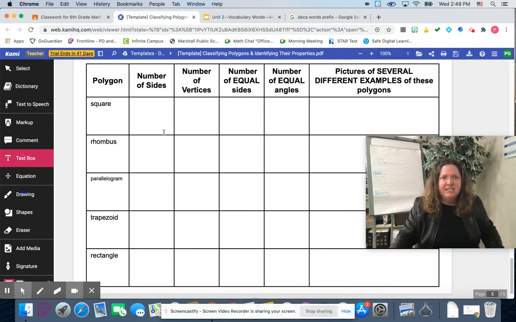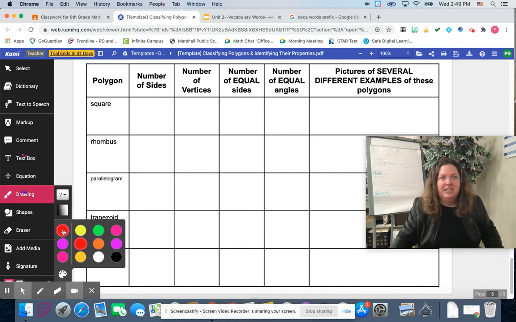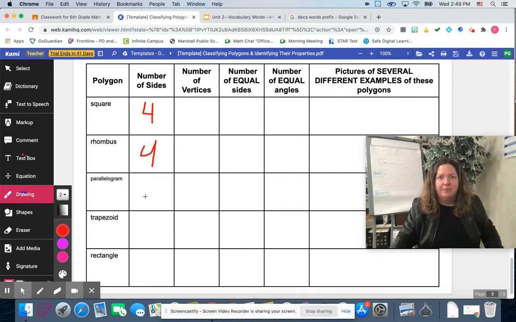How many sides does it have? 4. Rhombus. How many sides does it have? 4. Parallelogram. How many sides does it have? 4. These are all quadrilaterals. So we're just going to grab our writing utensil and write that there are 4 sides on all of these shapes. All of them have 4. Trapezoid has 4. Rectangle has 4. Parallelogram has 4. Rhombus has 4. Square has 4. They're all quadrilaterals, but they all have more specific names.